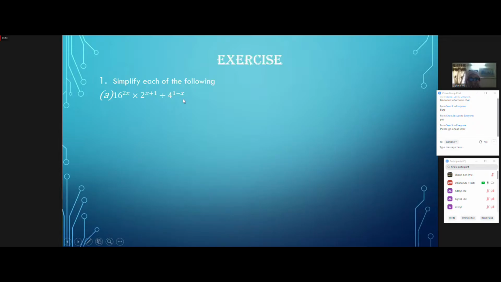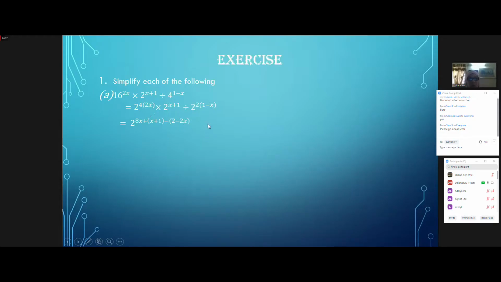First of all, you have to make all the bases equal. So 16, 2 and 4 can all be changed to base 2. So now I change to base 2. 16 is 2 to the power of 4, then bracket 2x, 2 remains as 2 to the power of x plus 1, and 4 is 2 to the power of 2, bracket 1 minus x. Then, using the law of indices, the times I plus and the divide I minus. So 2 to the power of 8x plus x plus 1 minus, make sure you have a bracket.